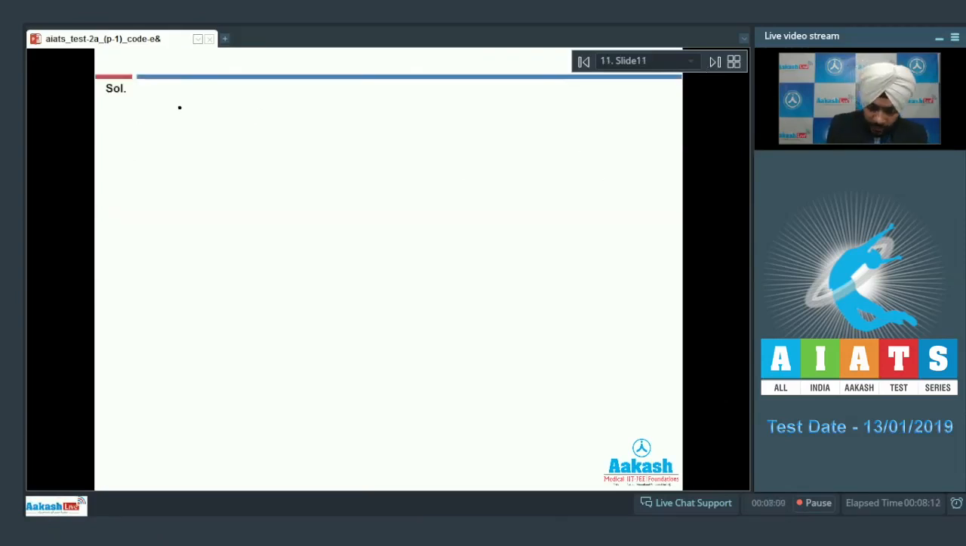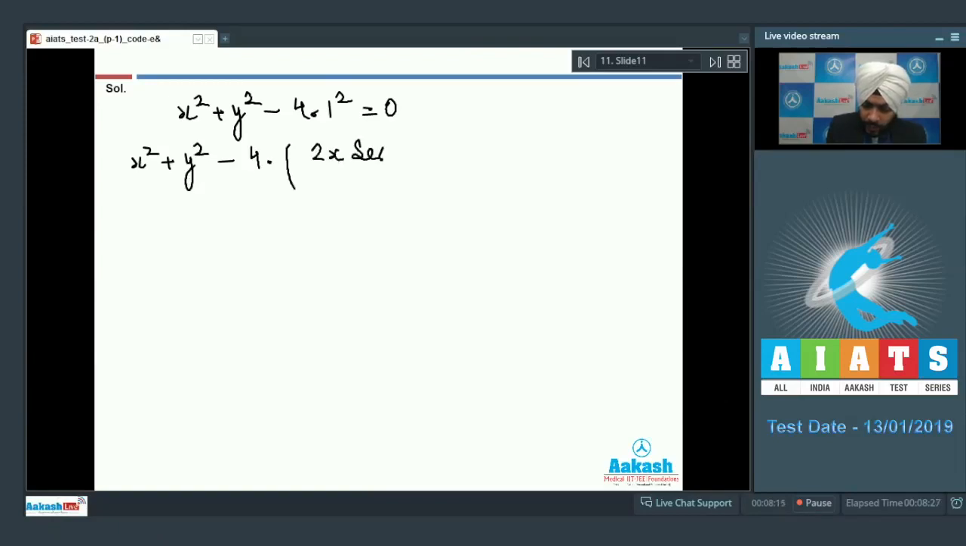So we have x square plus y square minus 4 into 1 square equal to 0. So we have x square plus y square minus 4 into (2x secant theta minus y cosecant theta upon 3) whole square equals 0. This will give you a pair of straight lines passing through the origin, and you have to apply the concept of a plus b equal to 0. That is the condition of perpendicularity.